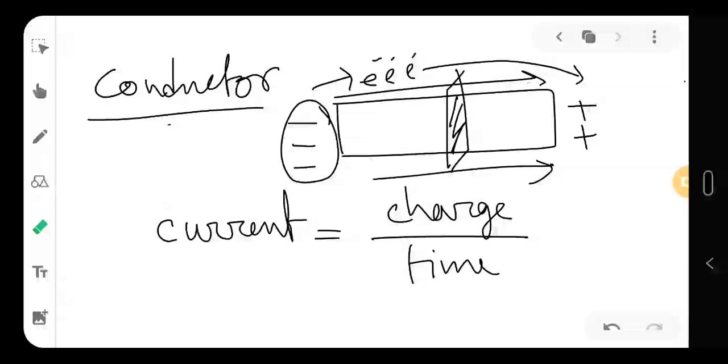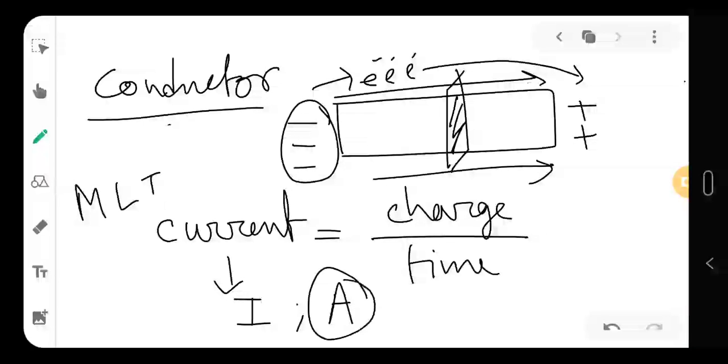So current is charge by time. Now, current has a base dimension, you can say an elementary dimension, which is called I, or somebody also takes this as A for ampere. Like you have M, L, T, same way you have A. We don't have a base dimension for charge. We have a base dimension for ampere. The current is measured in the unit of ampere in SI. Charge is in coulomb, and we can say coulomb by time, but we don't say that, we say ampere.